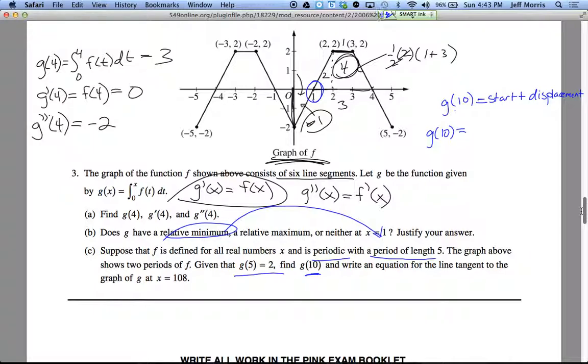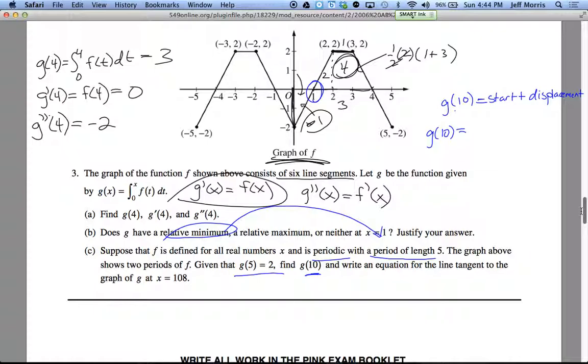That means at 10, if you're at 2 now and the displacement over 5 is 4, you would be at what at 10? Okay, let's say that again. You're at 2 right now, and the displacement over 5 units is 4. So what are you going to be at 10? 6. There you go.